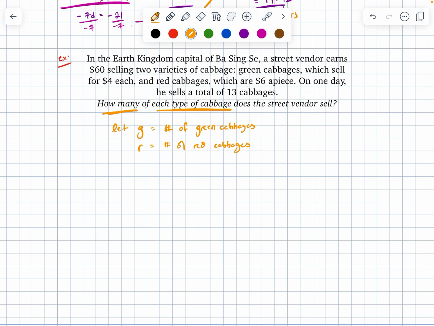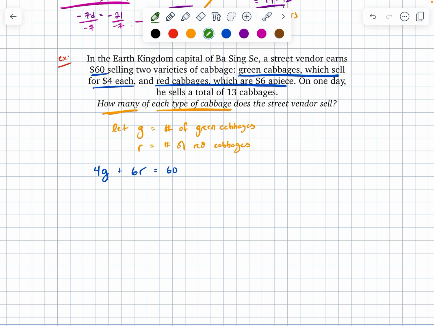Lovely. Now, I need to think about how the information in my problem is communicated to me. Well, the first sentence, or the first part of the sentence, seems like a familiar setup. I've got a total of $60. I have green cabbages that are $4 each, and red cabbages that are $6 each. So that equation should be familiar to me. If I take the $4 per green cabbage and multiply it by the number of green cabbages, there's my total from green cabbages, plus I have $6 per red cabbage times the number of red cabbages that we sell. When I add those together, I should get my $60.